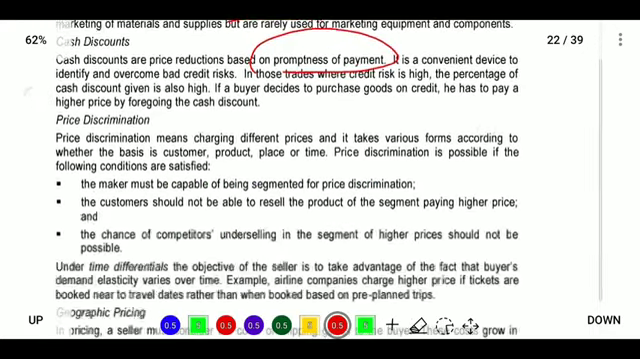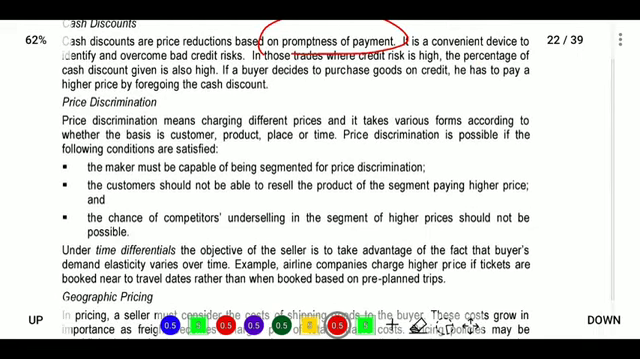And next, price discrimination. Price discrimination means charging different prices, and it takes various forms where the basis is customer, product, place or time. Based on customer, product, place or time, we will provide the price.